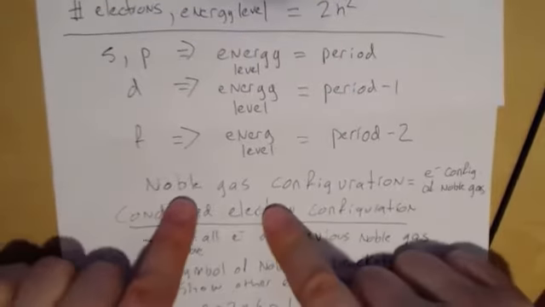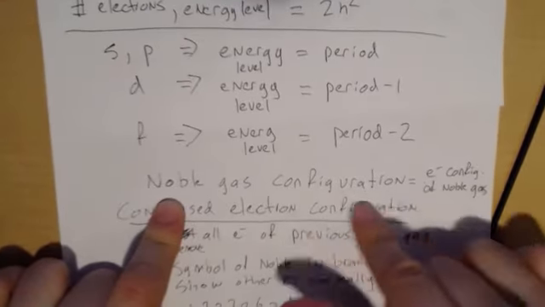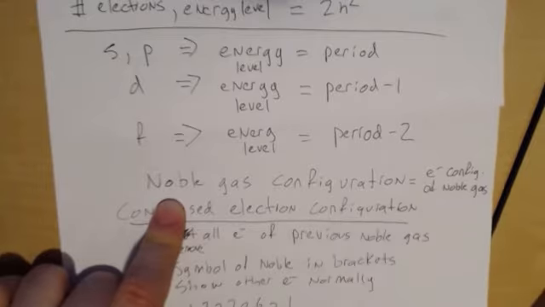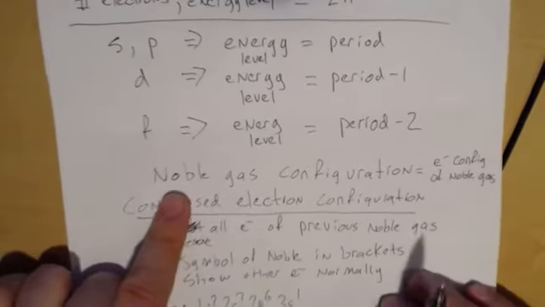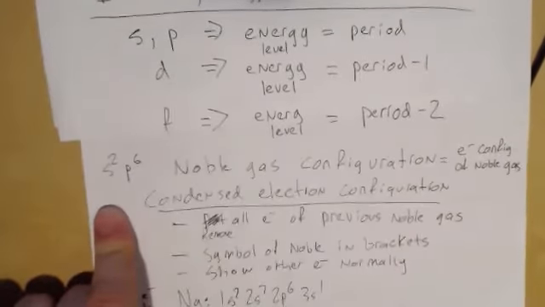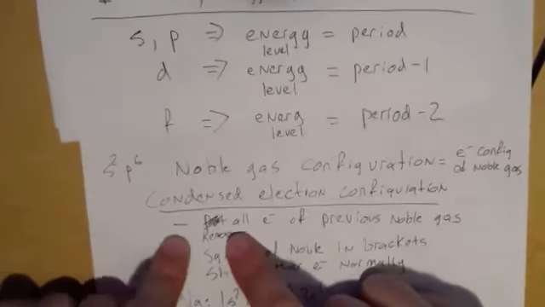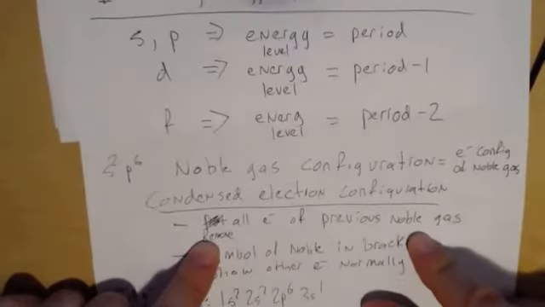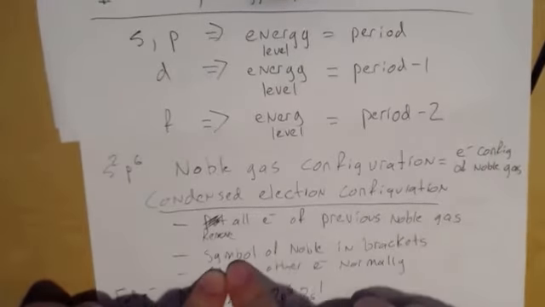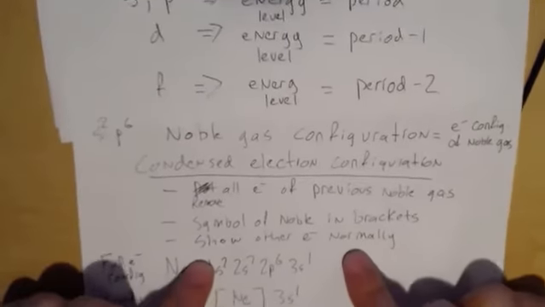following Hund's rule. Okay. So we saw noble gas configuration is the configuration of a noble gas, which generally means having an s2p6 for whatever energy level. The condensed electron configuration is where you remove all of the electrons from the previous noble gas and put the symbol of the noble gas in brackets, and then you show the other electrons normally.